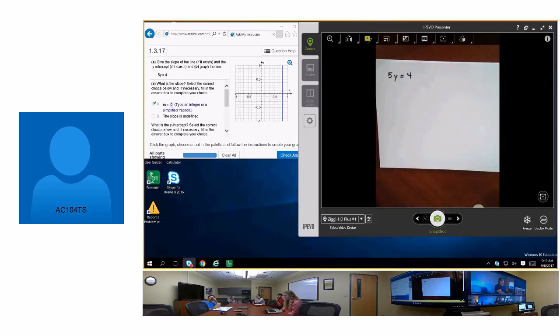Okay, we're still in graphing. We're still having some issues with graphing, but look at here. When in doubt, always solve for what? Y. So y is equal to 4/5. So this is y is equal to a number, and what did I tell you about y is equal to a number?